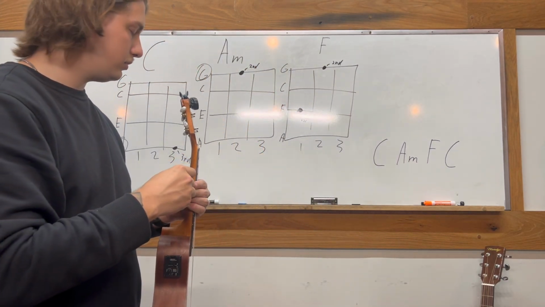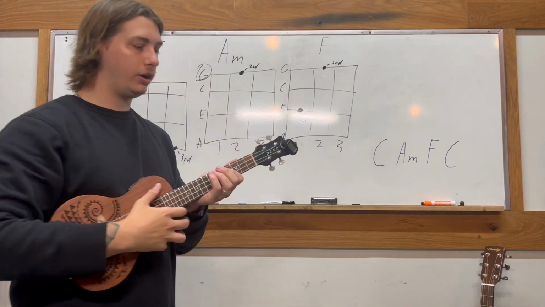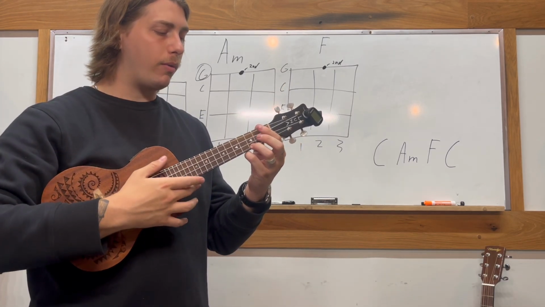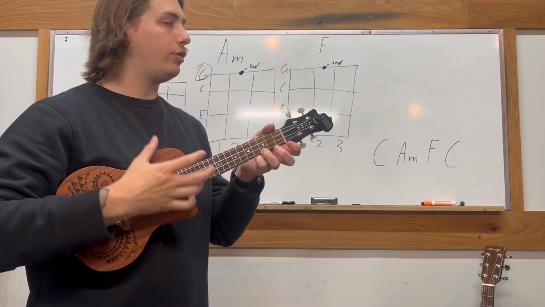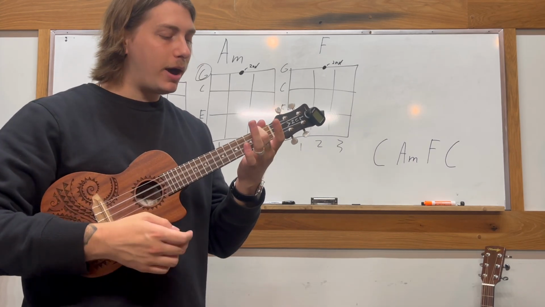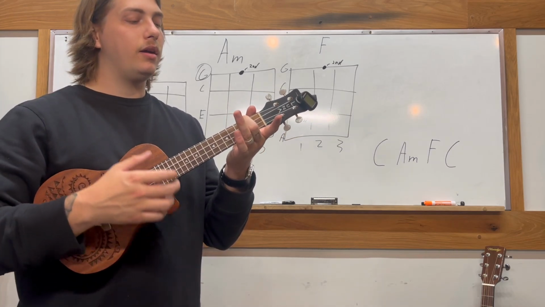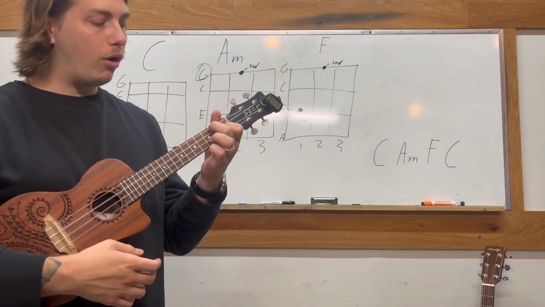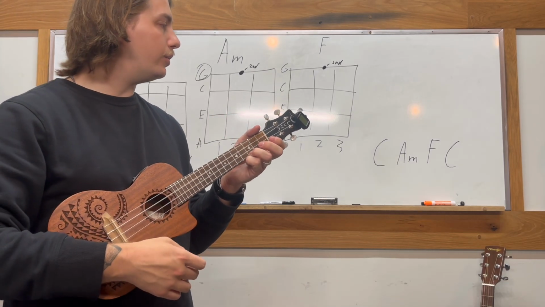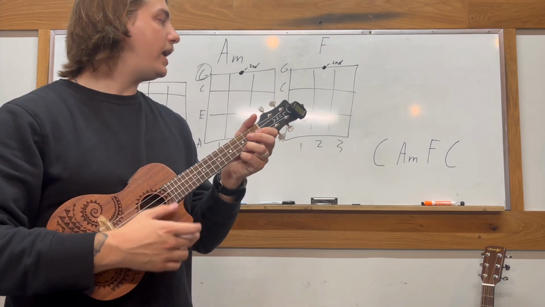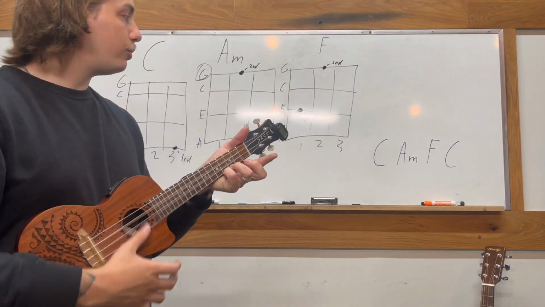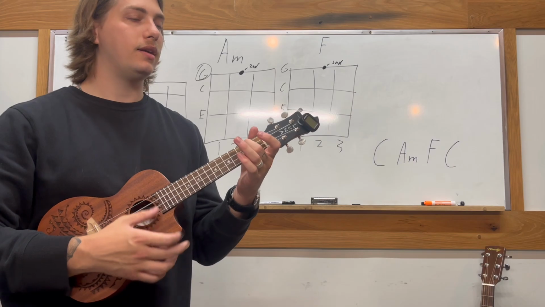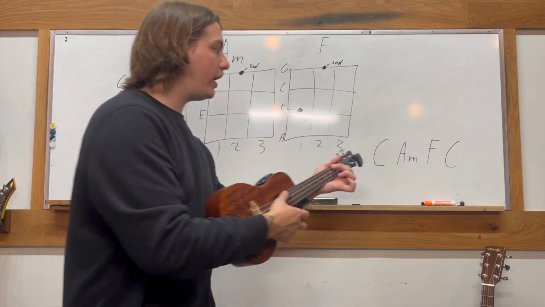Are you ready? We're going to go like this. 1, 2, 3, 4. Ready? C, 2, 3, 4. And then A minor. 2, 3, 4. And then F. 2, 3, 4. And then C. 2. Let's slow it down. 4. Ready? C, 2, 3, 4. And A minor. 2, 3, 4. And then F. We're right here.